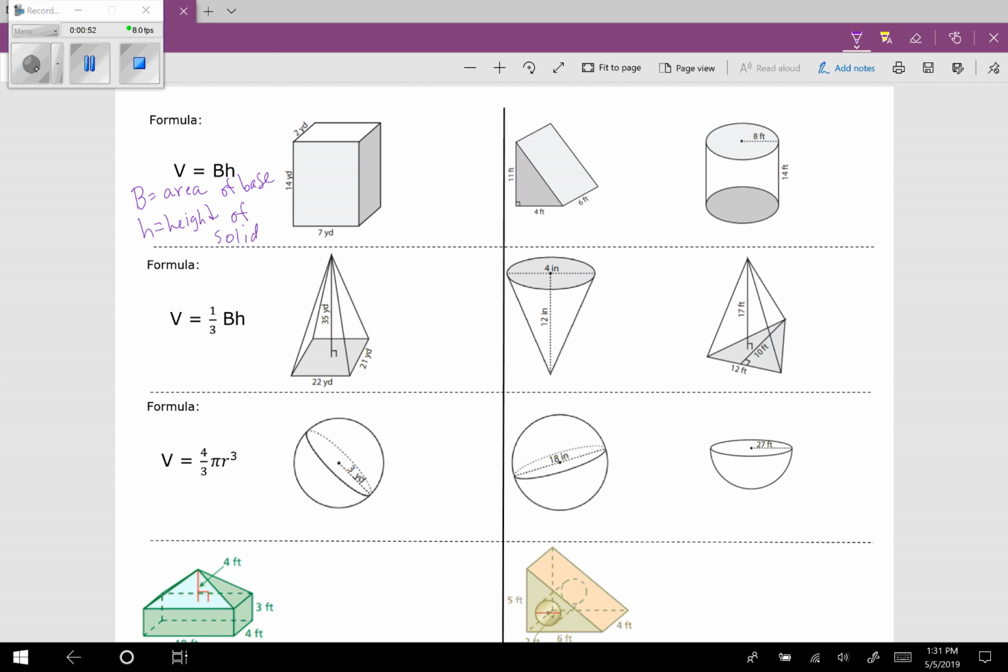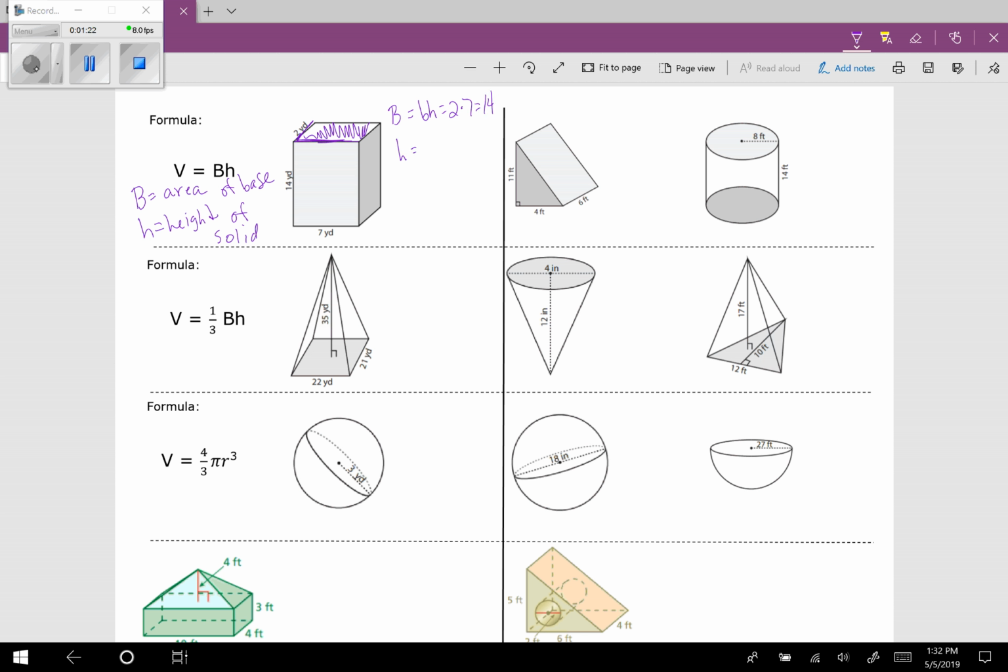So this first one, this is a rectangular prism. So our base has to be a rectangle. So I'm just going to choose the top one here. So first thing we have to do is find the area of that. So big B, okay, this is a rectangle, so the formula is base times height. Now this is base and height of that rectangle. So it's 2 by 7. So 2 times 7, 14.